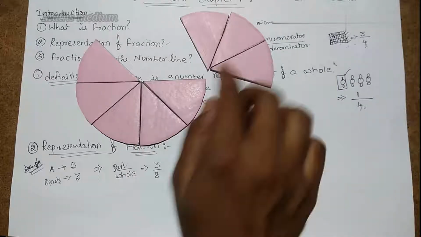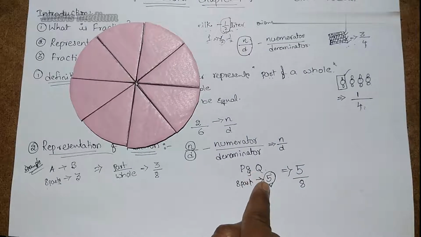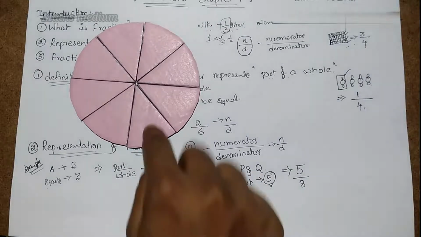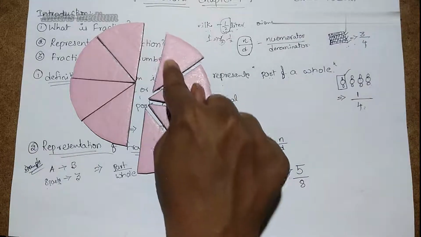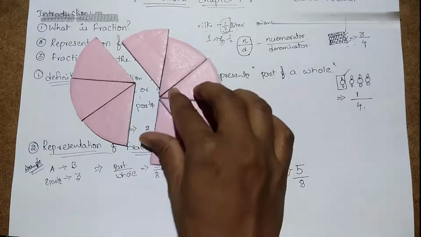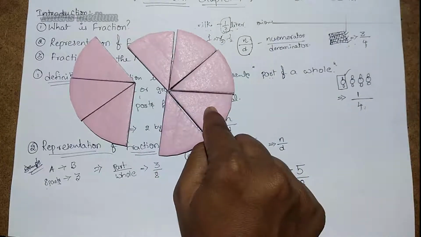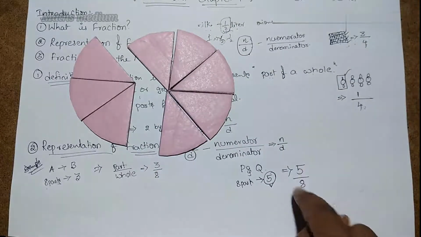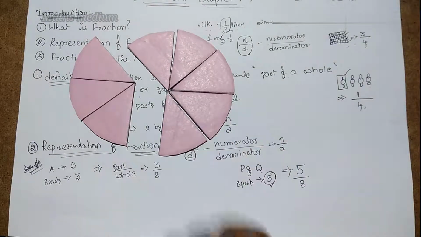So these are the 8 parts that P has. Now we are going to give 5 parts among those 8. So if you take 1, 2, 3, 4, 5 out of the 8, these are the 5 parts we separated. So that is 5 divided by 8. This is the representation of a fraction with an example. I hope you understand this method.